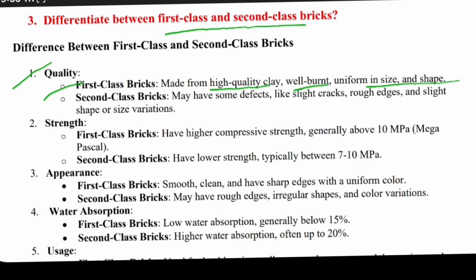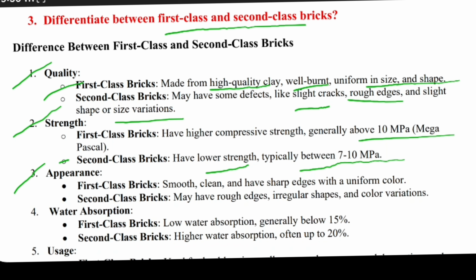Coming to a second class brick, it may have some defects, maybe slight cracks, rough edges and slight shape variation. That type of brick we call second class brick. Coming to strength, the compressive strength of the first class brick is more than 10 megapascal. The second class brick has lower strength, typically 7 to 10 megapascal.